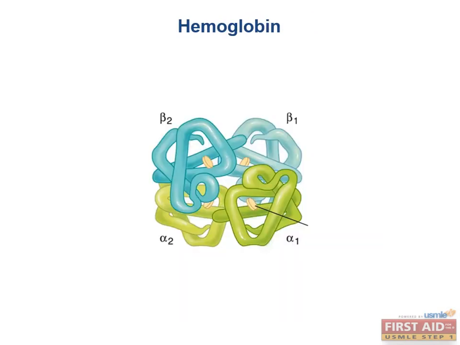Hemoglobin is super important to know for the boards because of how it carries oxygen and the normal physiologic and pathologic stuff that can happen to it in terms of hemoglobinopathies and thalassemias. Check out this hemoglobin molecule. Adult hemoglobin is a polypeptide comprised of 2 alpha and 2 beta subunits.